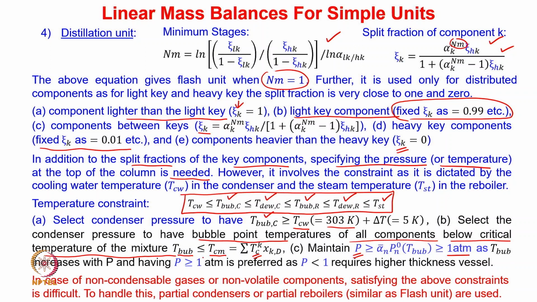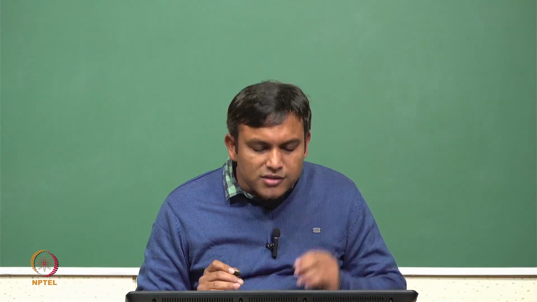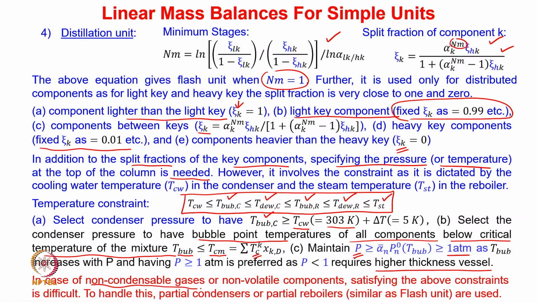In this case, you can see that the bubble point temperature has to be less than the critical temperature of the mixture. In this case, we want to have the pressure greater than 1 atmosphere, primarily because if we have a pressure inside the column less than 1 atmosphere, then we require a higher thickness of the vessel, and you require additional cost. Now satisfying all these constraints is not easy, primarily because very often we have non-condensable gases which cannot be condensed in the condenser. Sometimes we have non-volatile components which cannot be vaporized in the reboiler, isn't it?